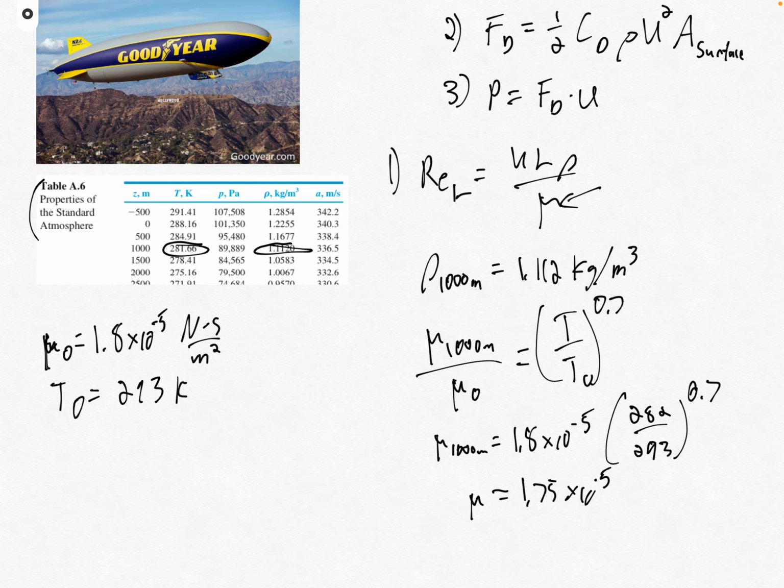Let's put this in Newton second per meter squared. Okay, so now we finally have enough information to compute our Reynolds number based on length. Like I said, it seems a relatively straightforward problem, but we actually have to do some work before we even get to Reynolds number.